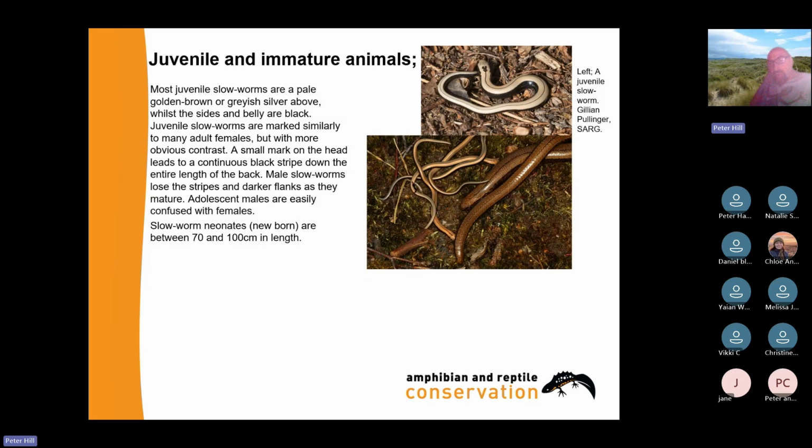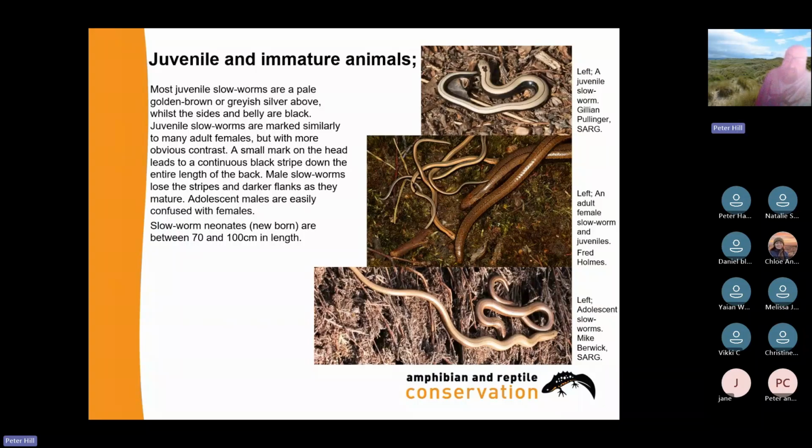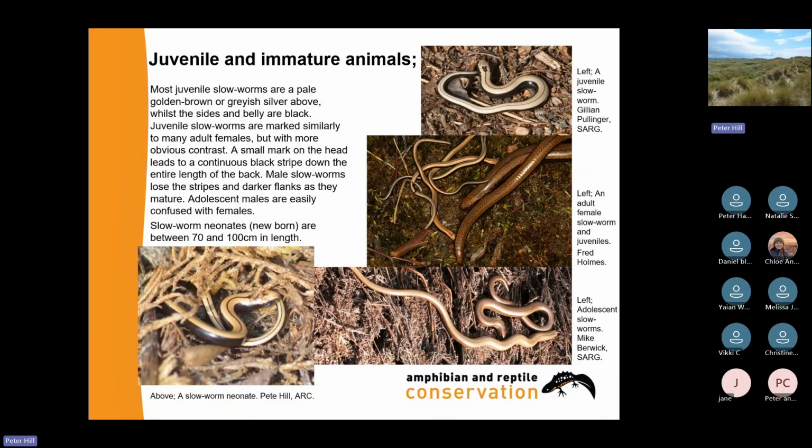Here's a female with her recently deposited young and an older one there as well in the picture. So again, you can see her dark flanks, vertical stripe, same thing going on with these youngsters, but more obvious with them. Those markings of the juveniles fade away as the animal matures. That's where it becomes confusing for people to tell the sex of adolescent males, which are very often mislabeled as females. Now, bottom left, that's a very recently dropped slow-worm neonate, just been born.